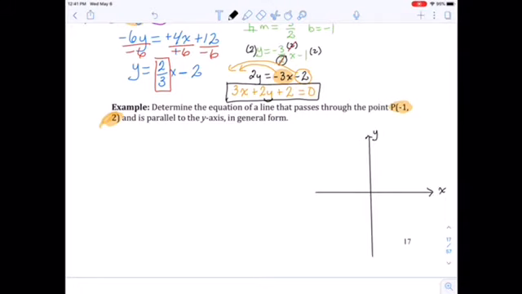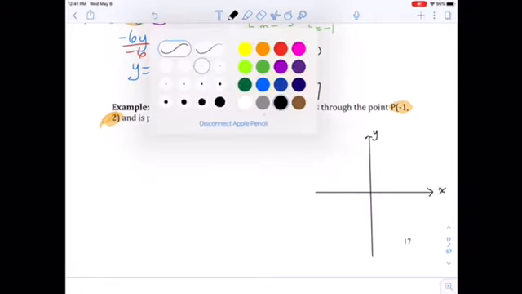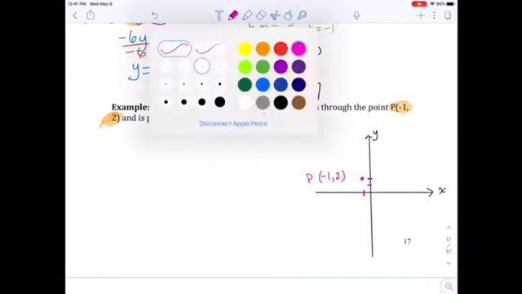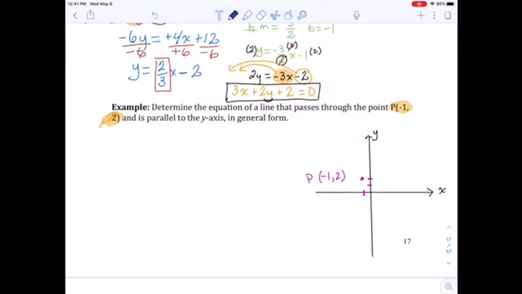So let's find the point negative 1, 2. Okay, negative 1 and 2 is right here. Okay, that's negative 1, 2. So there's our point P, and it's parallel to that x-axis. So, sorry, parallel to the y-axis. It would help if I could read. Okay, parallel to the y-axis. So parallel to the y-axis, right down there. There's my point, parallel to the y-axis.